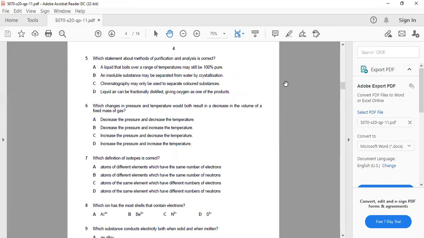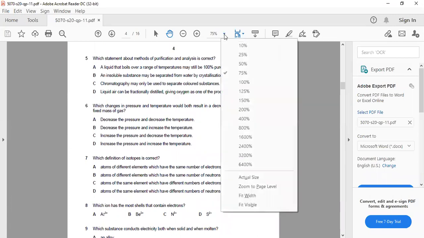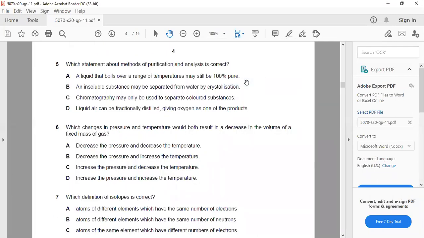Number 5. Purification and analysis: which is correct? If the compound is pure, its boiling point and melting point always remain the same. A liquid boils over a range of temperature. This is wrong. At your level, a liquid that boils over a range of temperature may not be 100% pure, except polymers, which is possible, but for other pure compounds it is not possible.